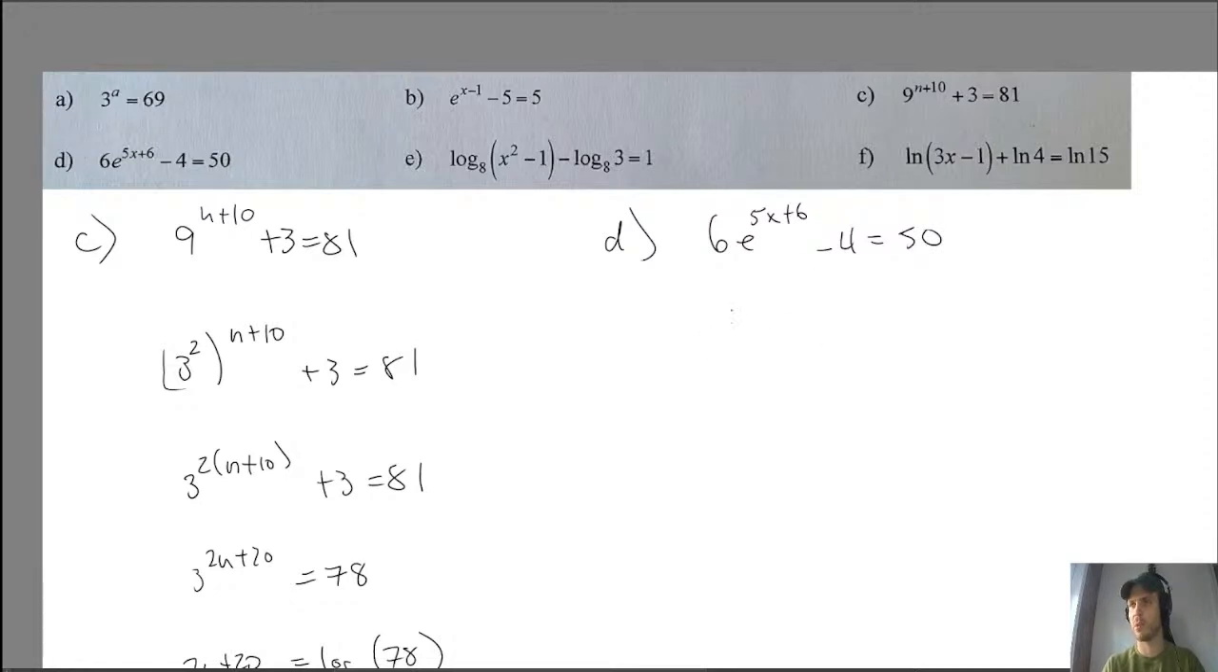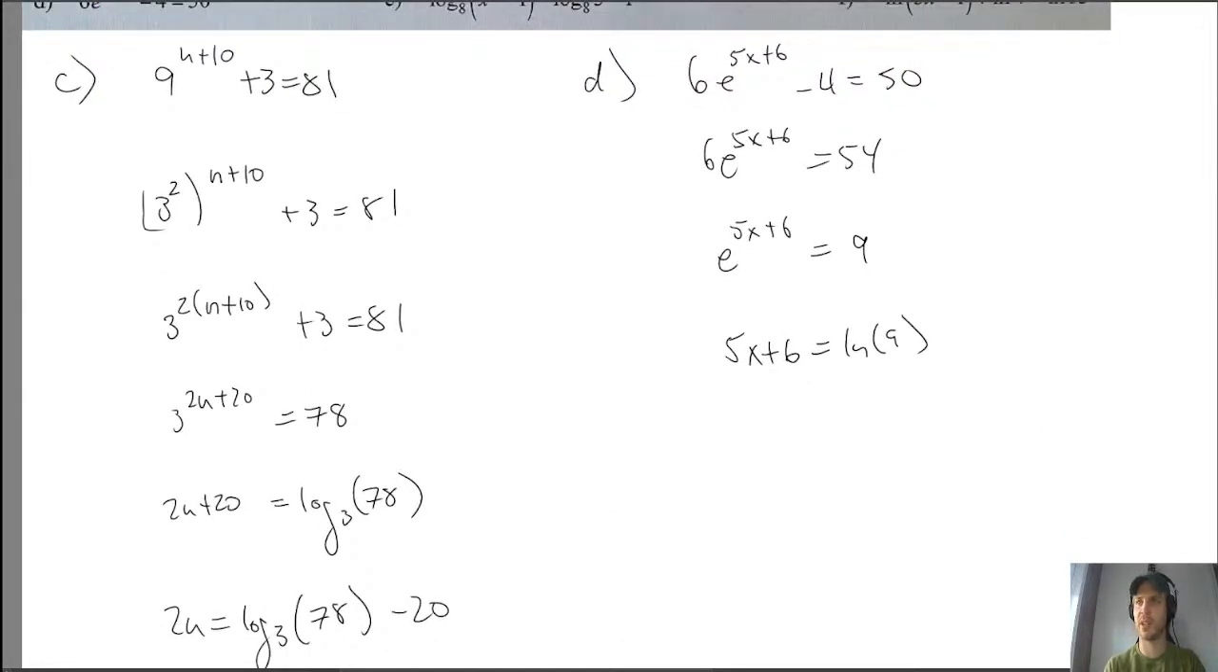So we add 4 to both sides. We divide both sides by 6, which is, what is that? 8 times 6 is 48. Yeah, that'd be 10/9. And then we take the natural log on both sides, because natural log has the base e. Then we subtract 6 divided by 5.